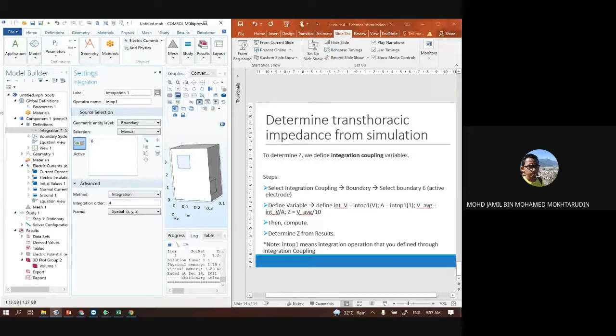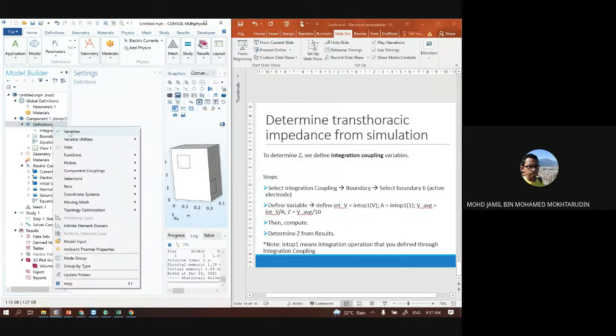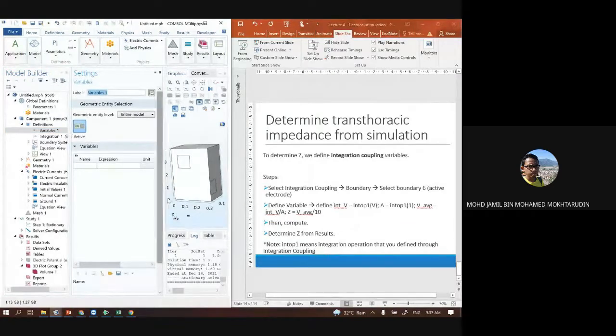And then we need to define a variable. So right click definition, define a variable. We want to integrate the potential inside the electrode, so maybe we name it the integration of V, integration of electric potential inside the electrode.